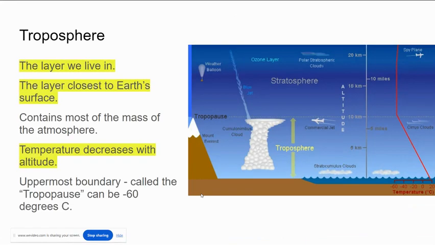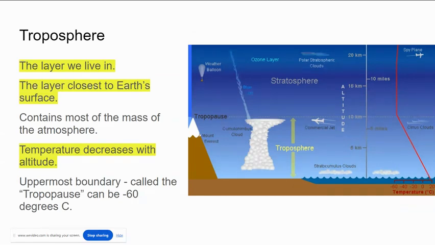So let's look at each one of these. The first one is called the troposphere. The troposphere is the layer we live in. It's the layer closest to the Earth's surface. This is where weather occurs. It contains most of the mass of the atmosphere. And as you go up in the troposphere, it gets colder.